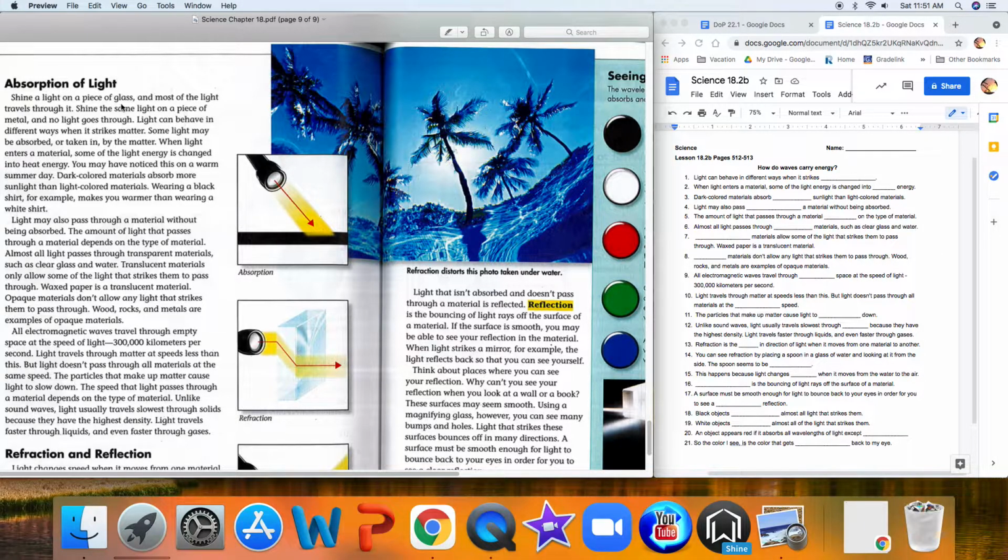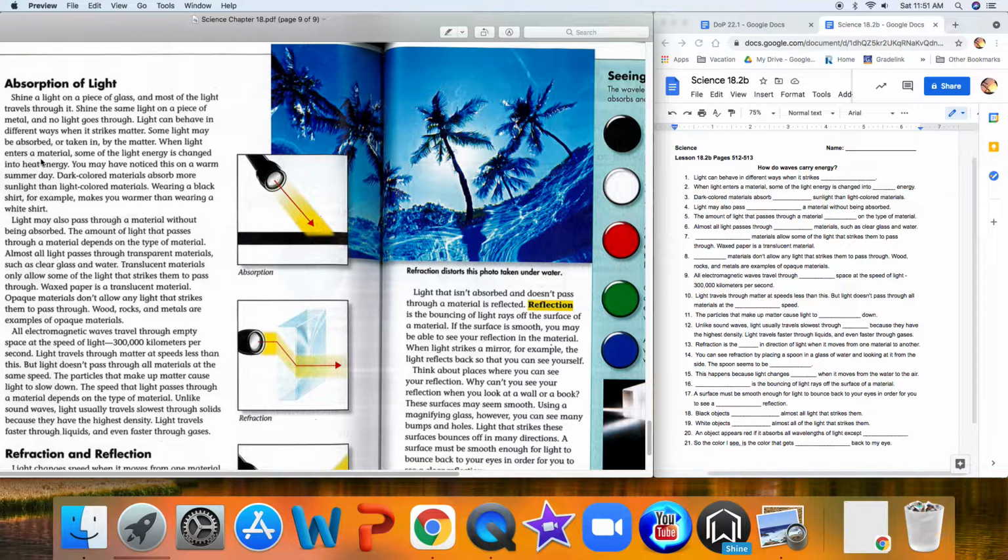Shine a light on a piece of glass and most of the light travels through it. Shine the same light on a piece of metal and no light goes through it. Light can behave in different ways when it strikes matter. Some light may be absorbed, which means taken in by the matter. That would be what happens when I shine it on metal. The metal just absorbs it.